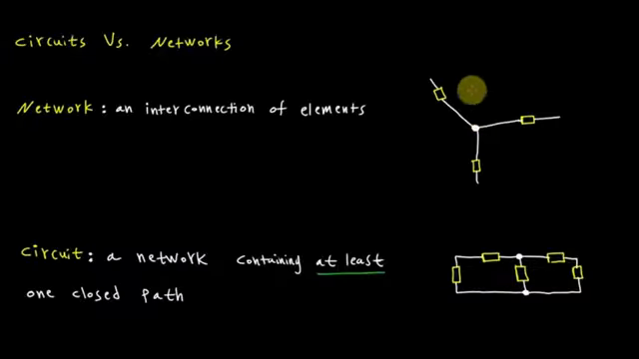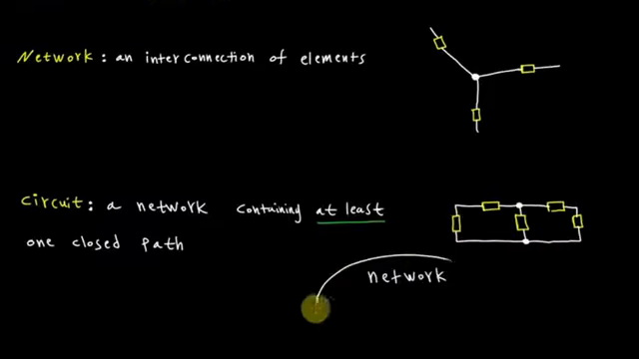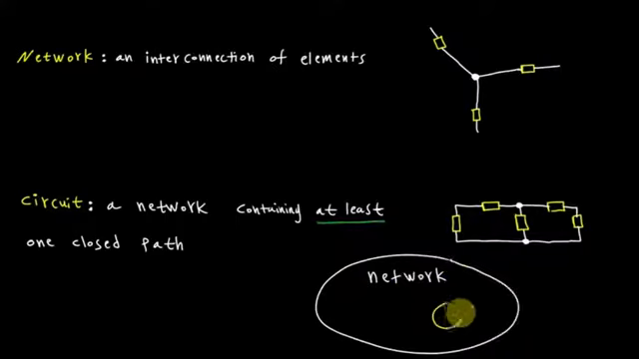A network is an interconnection of elements, very simply put. So in this case, you can see I have 3 elements and they're connected at a particular node. And a circuit is a network containing at least one closed path. So a circuit is a special case of a network. In this case, you can see a generic example of a few elements where they're connected in such a manner that there's at least one closed path. Since most people like to think about things visually, here's a simple representation of the difference between circuits and networks, and that is, circuits are a special case of networks.